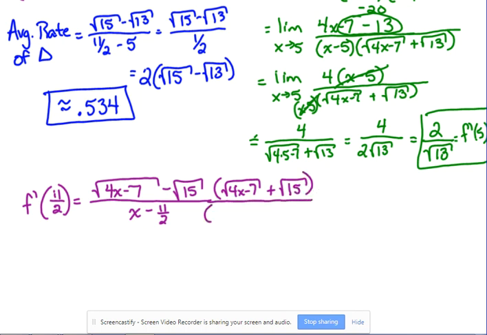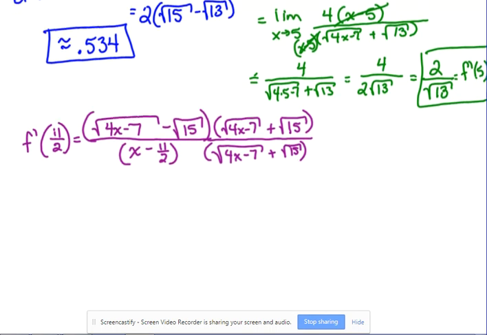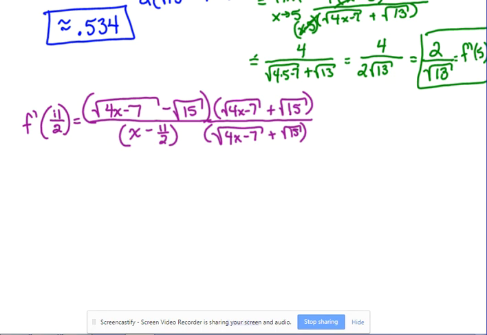Hopefully you're catching on to the fact that the same thing happens every time. So you may be able to skip some of these steps, but I don't want you to get too happy with that. That's why I haven't really mentioned it up to this point. Okay, so let's see here. Whoops, I left out my limit. Not good. The limit as x approaches 11 over 2.